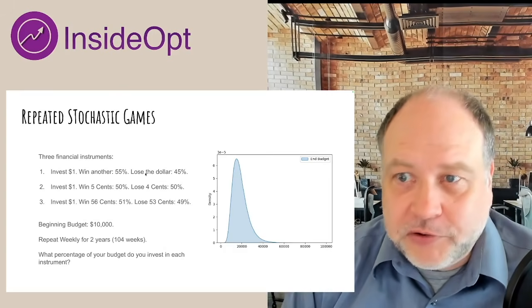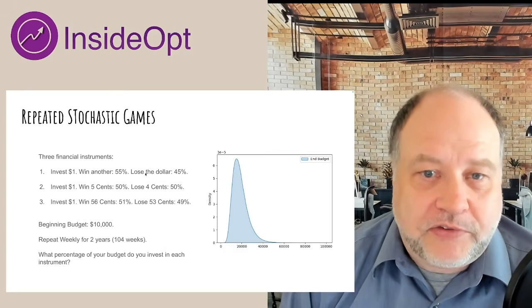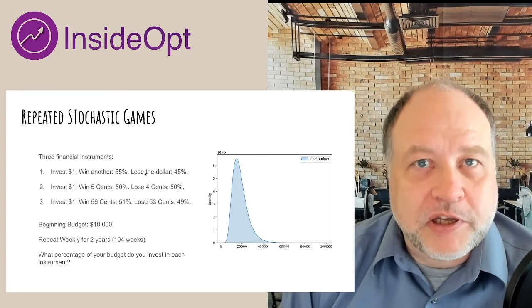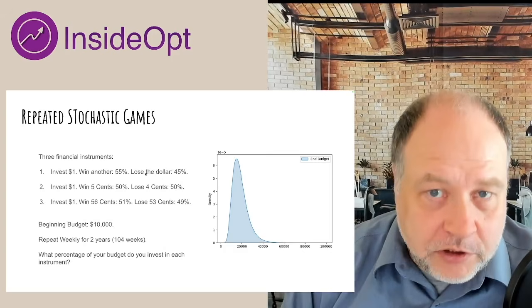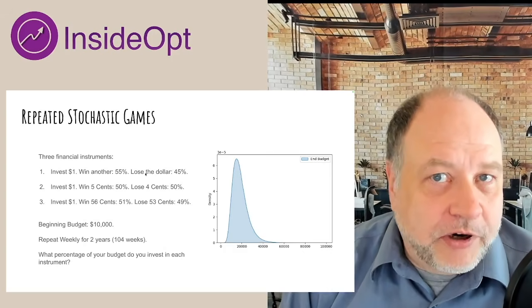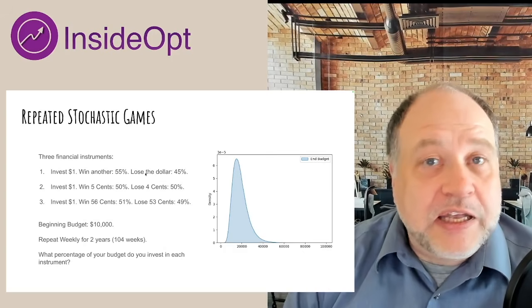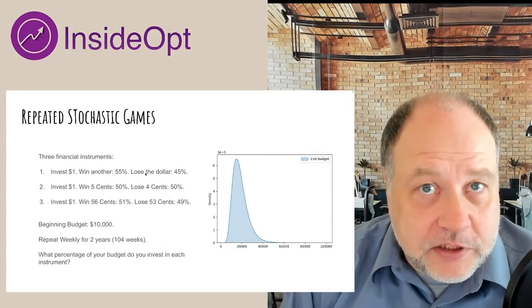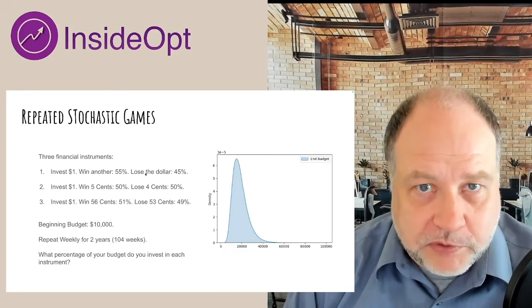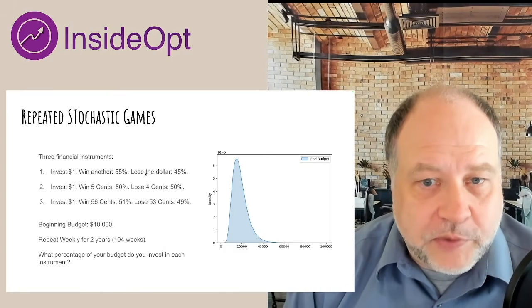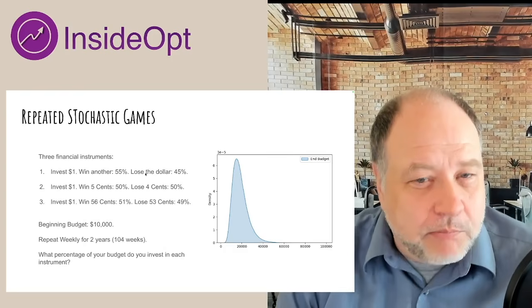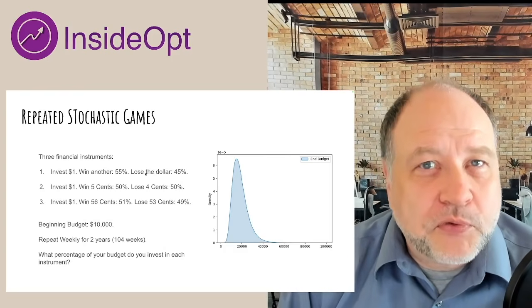The question is, where would you invest your money? Well, invest the $10,000 into instrument number 1. Then we have a good chance that we will double our money, and in expectation we would walk away with $11,000 after 1 week. So the idea is that these investments run these odds after 1 week. Now we repeat this game for 2 years, 104 weeks.